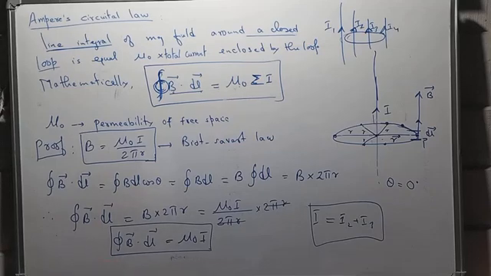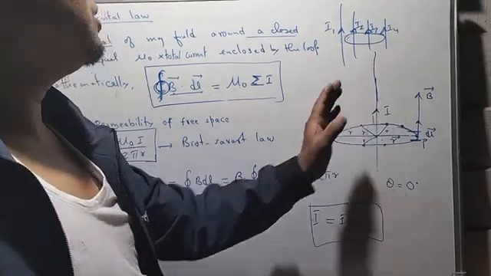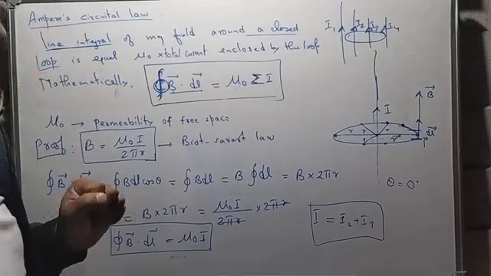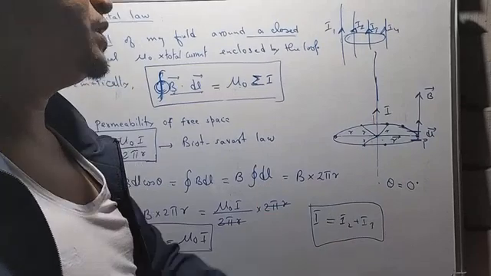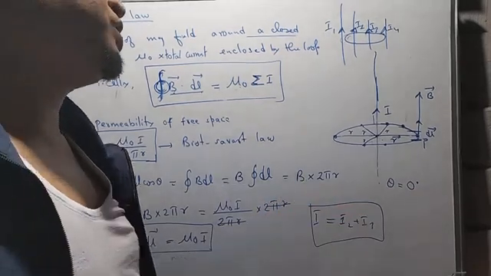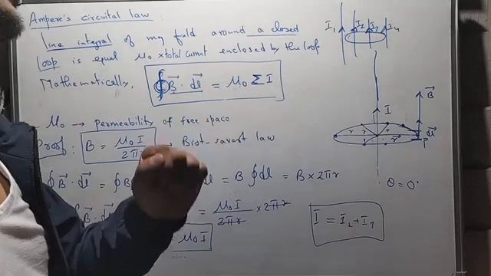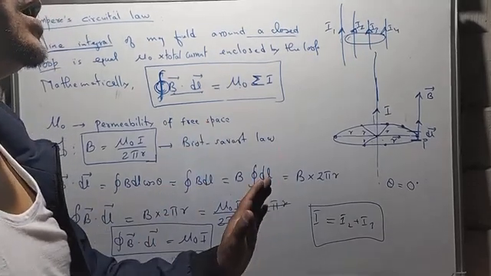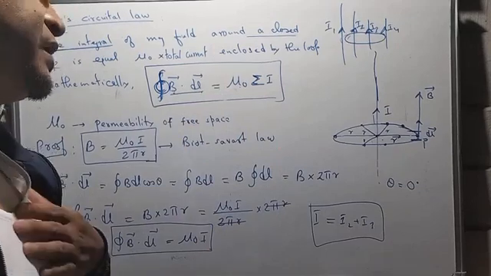Another point that you have to note down here is that Ampere's Circuital Law is applicable when the current enclosed by the loop is a steady current. That means this current should not be fluctuating. If the current is fluctuating, then Ampere's Circuital Law will not be applicable for such conductors carrying fluctuating current. The current has to be steady.